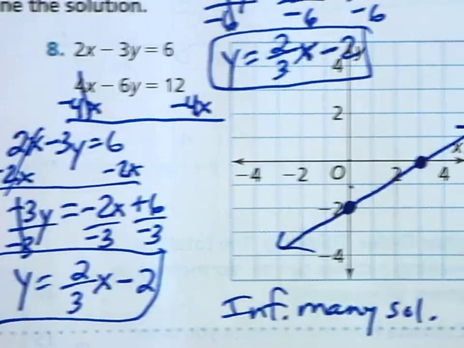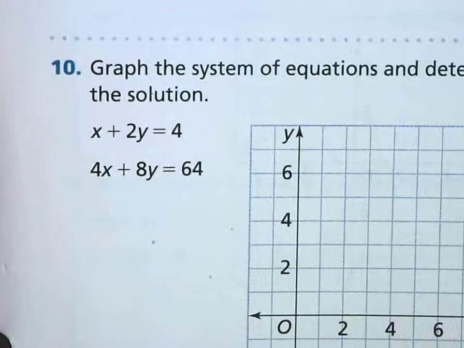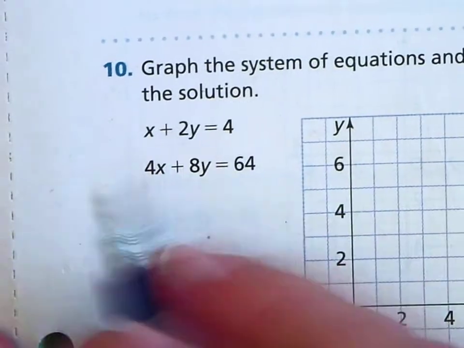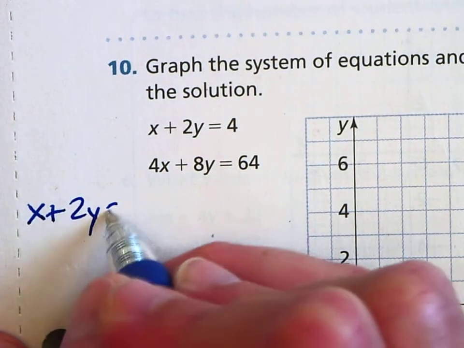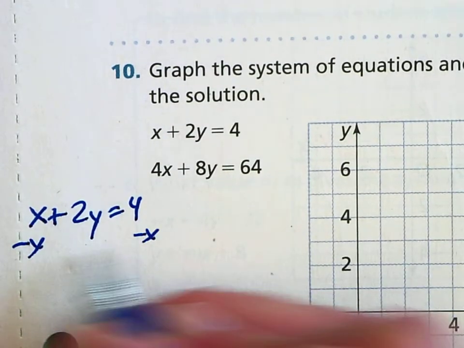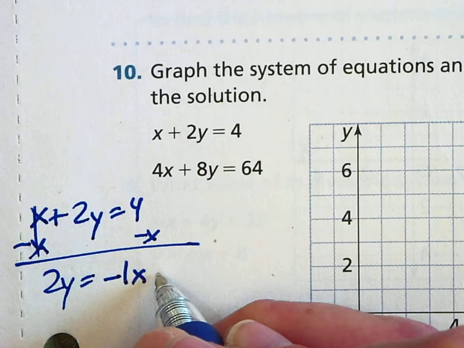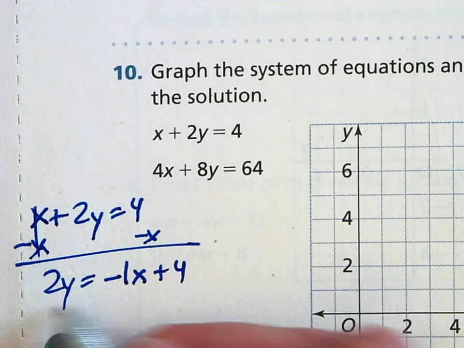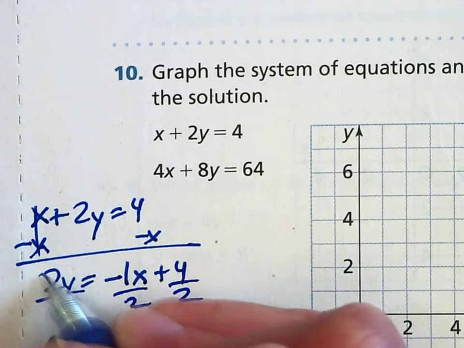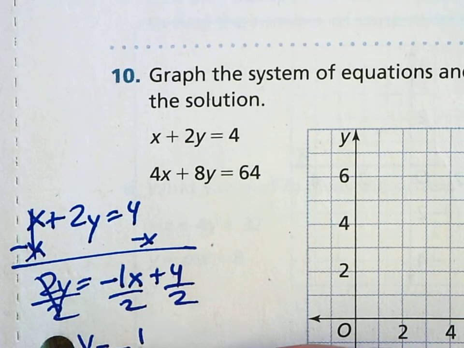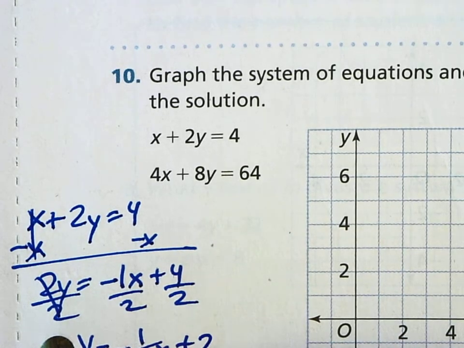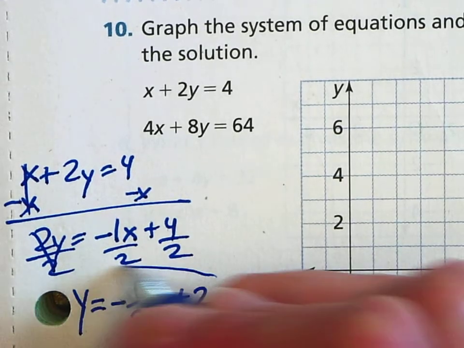Okay, let's do one more. Let's take a look at this one down here. We're going to put these in slope-intercept form. On this top equation, x plus 2y equals 4, I'm going to subtract x and move it over. I have 2y equals -1x plus 4, and then divide everything by 2. So y equals -1/2x plus 2. That's my answer for this one.